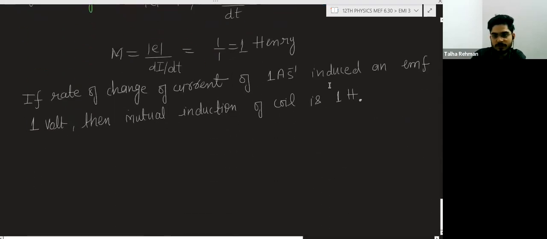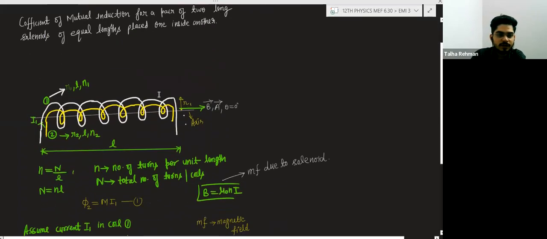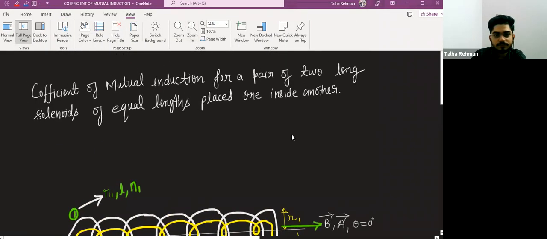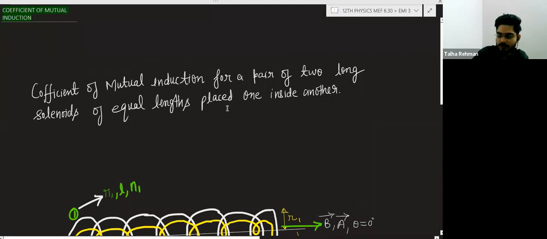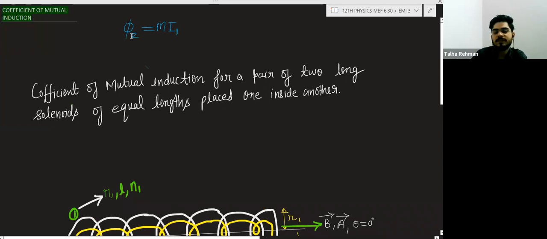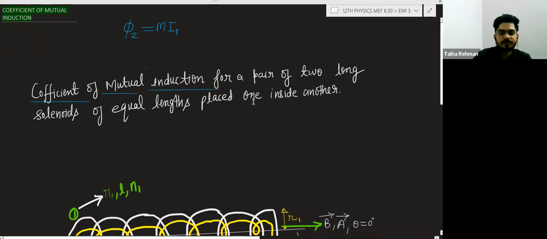Now, the coefficient of mutual induction. We will discuss it. Remember this formula: phi 2 is equal to the coefficient of mutual induction into I1. Phi 2 is the flux linked with coil 2, and I1 is the current in coil 1. So we will calculate the coefficient of mutual induction for the given figure.